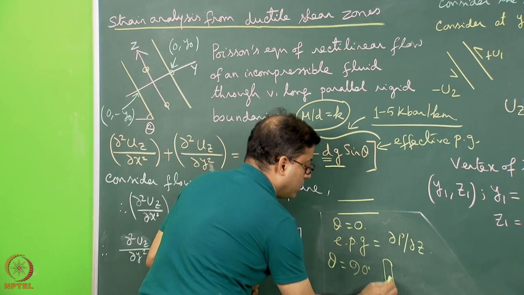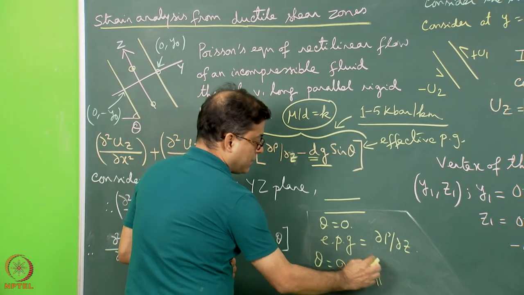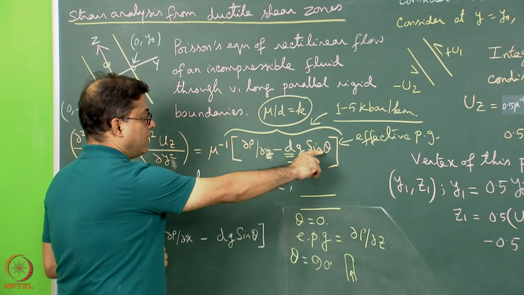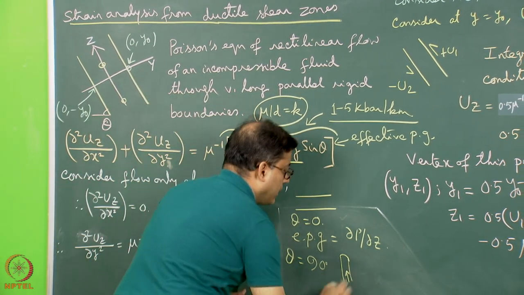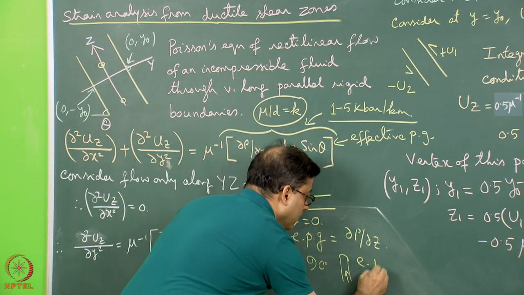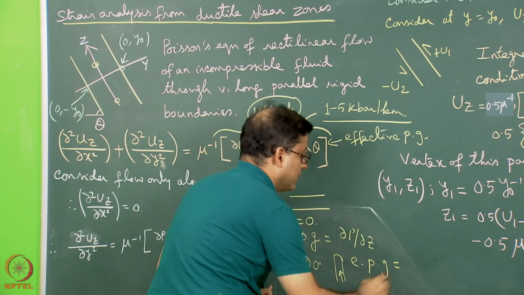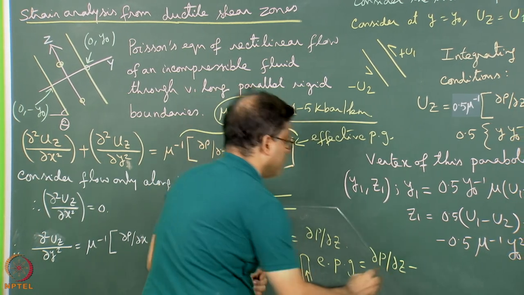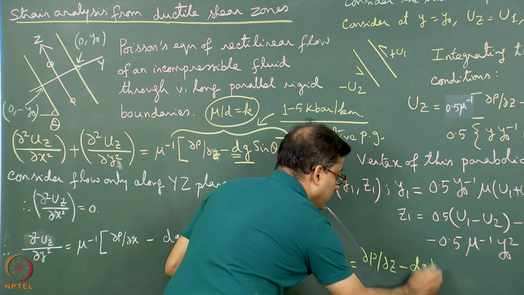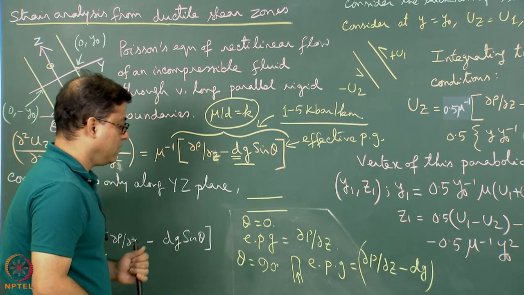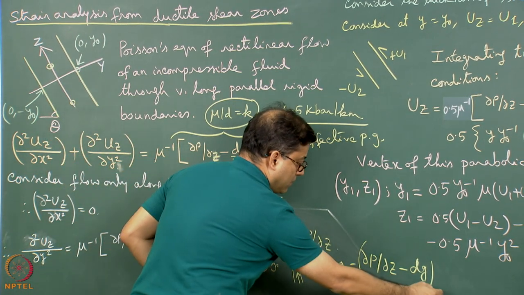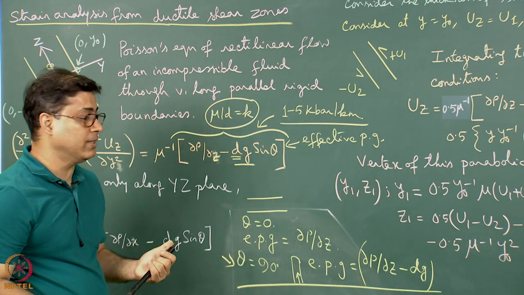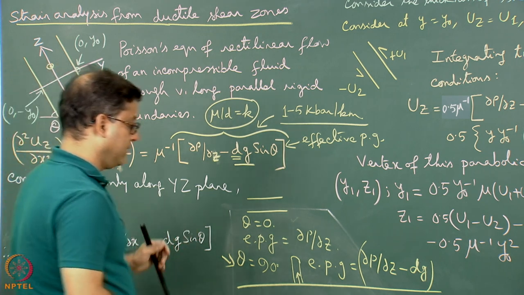Say there is extrusion of salt happening through this stem. In that case, the channel is vertical. Sine 90 is equal to 1. So the effective pressure gradient becomes del P del Z minus dG. And in a subsequent lecture, I will come back to this salt dome issue for sure and we will see the detail. But for the time being, this is the understanding.